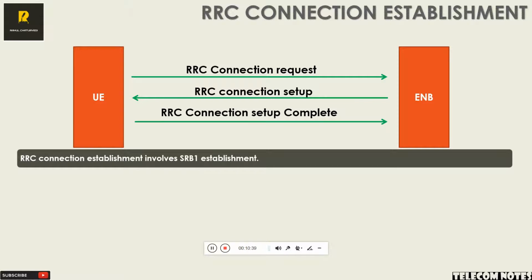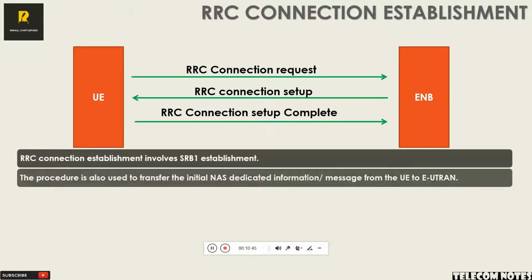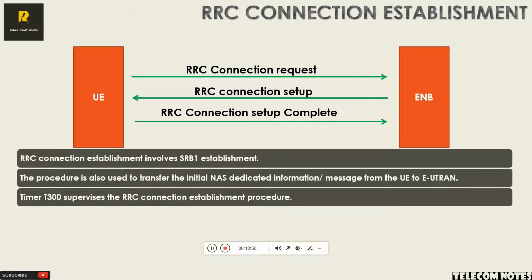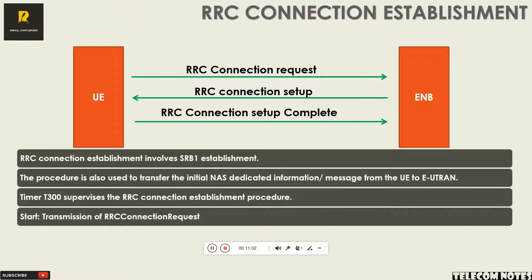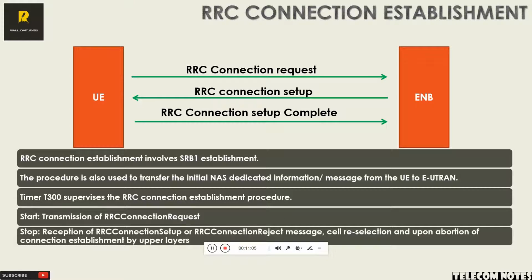So starting with the points, RRC connection establishment involves signaling radio bearer 1 establishment. The procedure is also used to transfer the initial NAS dedicated information message from the UE to E-UTRA. Timer T300 supervises the RRC connection establishment procedure. Start: transmission of RRC connection request. Stop: reception of RRC connection setup or RRC connection reject message, cell reselection, and upon abortion of connection establishment by upper layers.